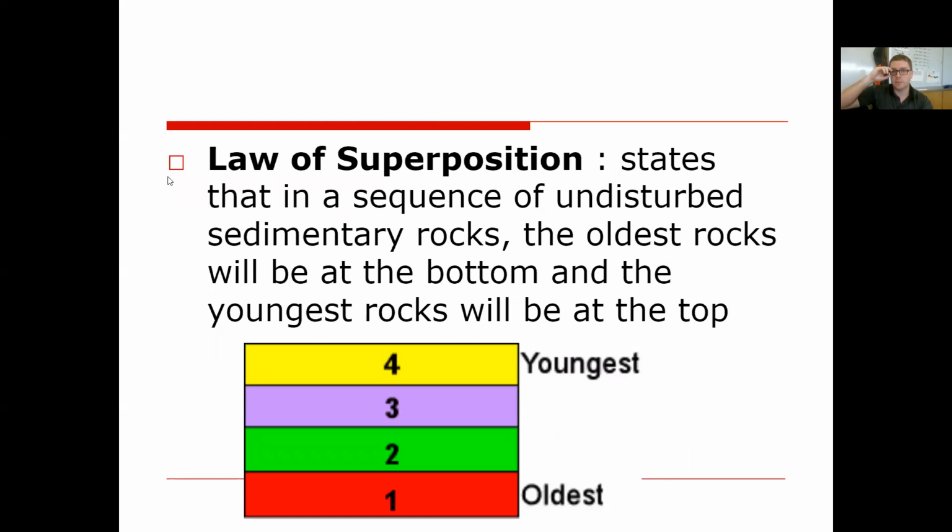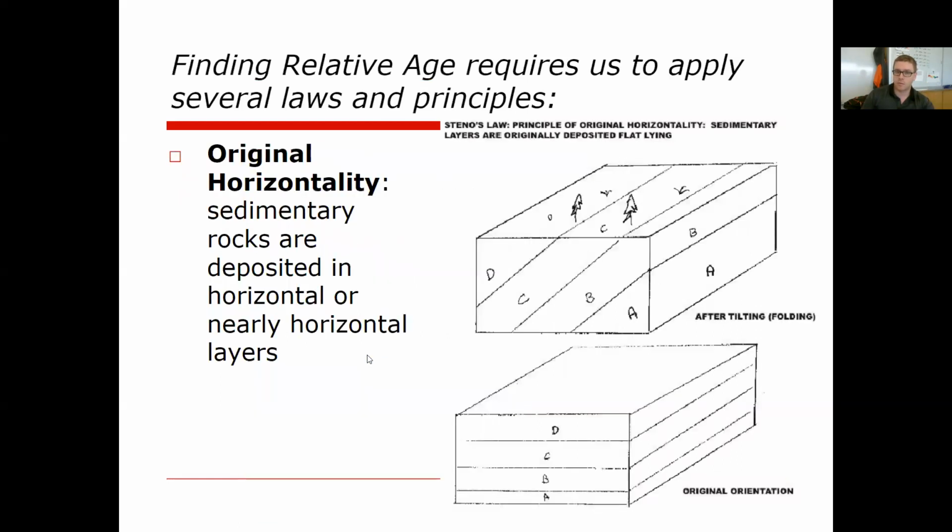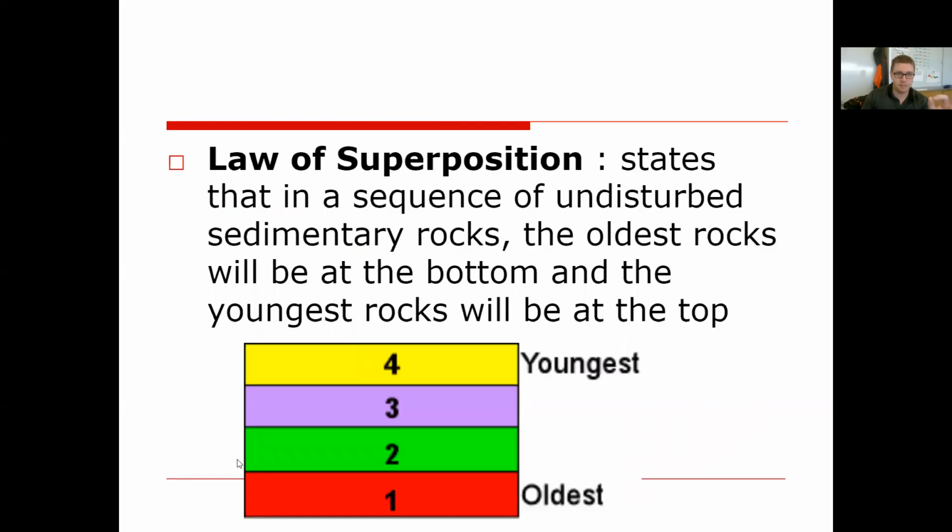The next one, law of superposition, adds on to that, where not only are they deposited flat, but the law of superposition states that in a sequence of undisturbed sedimentary rocks, the oldest will be at the bottom, like the red layer here, and the youngest rocks will be at the top. So that's combining now two laws, or two ideas. The first one being original horizontality, that sedimentary rocks are deposited horizontal first, and then this law of superposition that the oldest are at the bottom, the youngest are at the top.